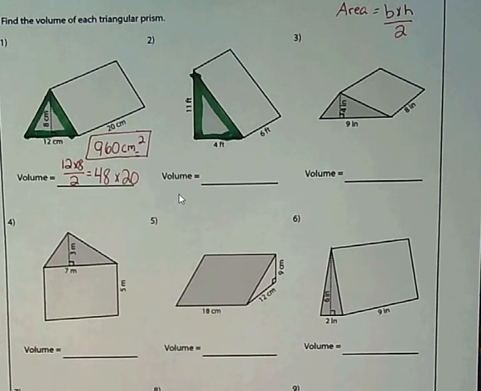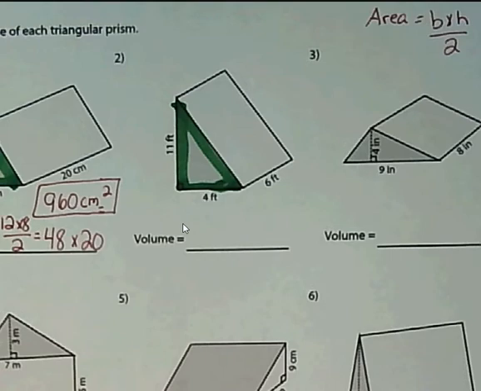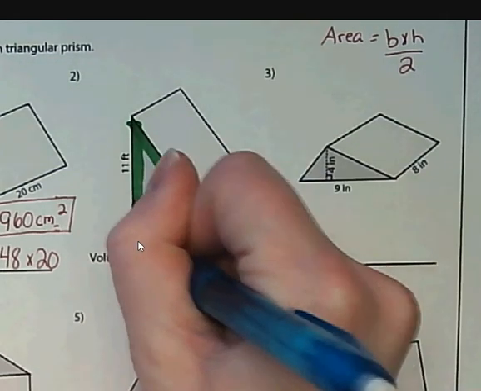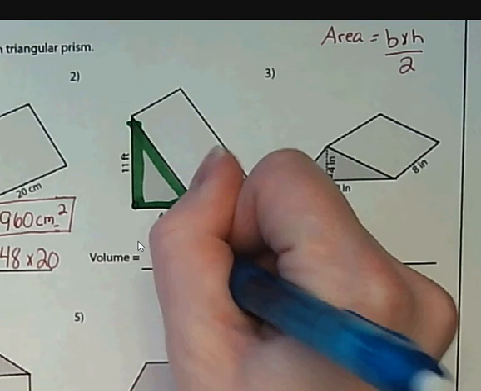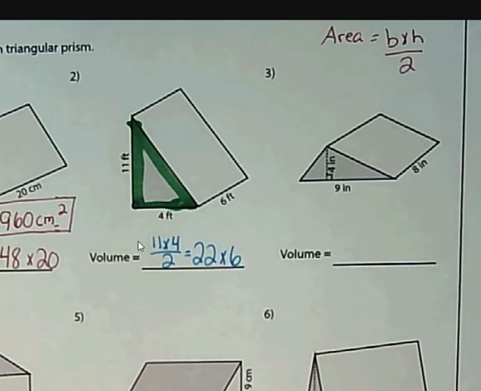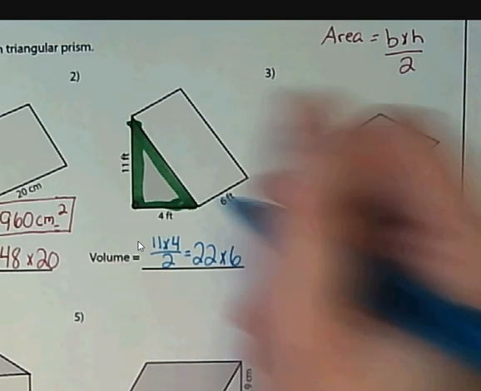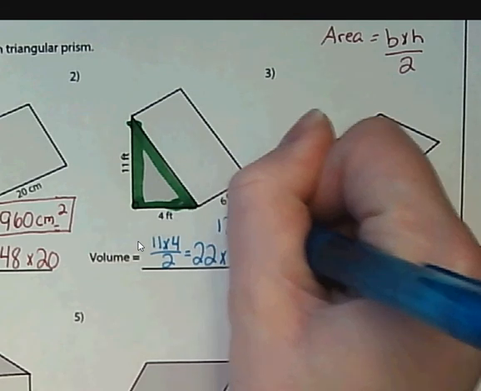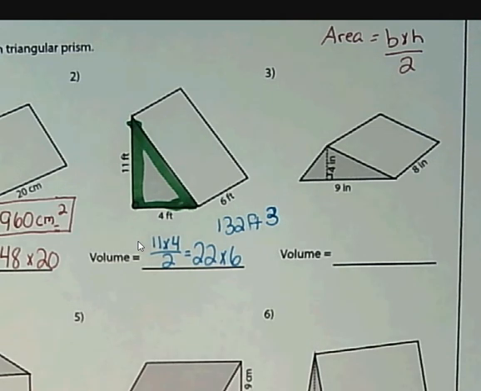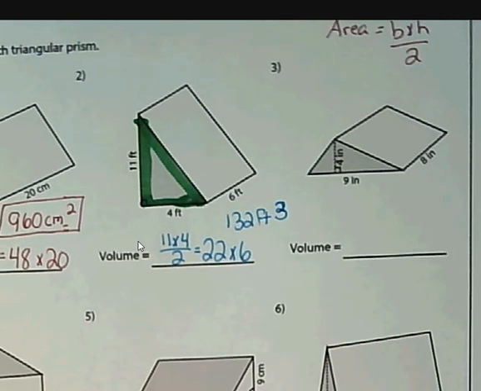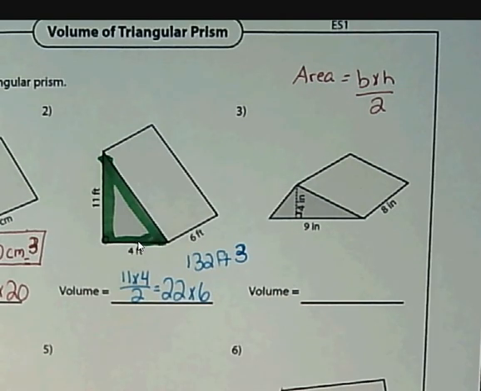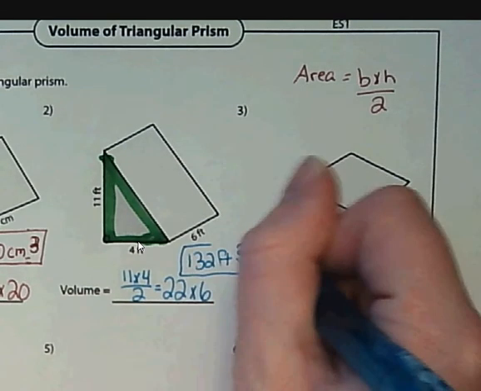Let's zoom in a little bit to make it easier to see. So we could do 11 times 4 divided by 2, which in this case is 22, and then multiply by the height, which is 6, and 22 times 6 would give you 132 feet squared. Oh, I'm sorry, cubed. I think I messed that up for the first one too. Because it's volume, it should be cubed, not squared. I apologize. So we could change that there. So 132 feet cubed for number 2.